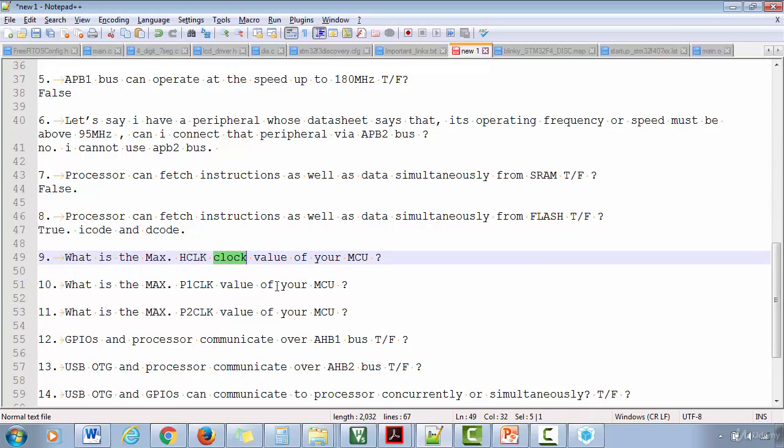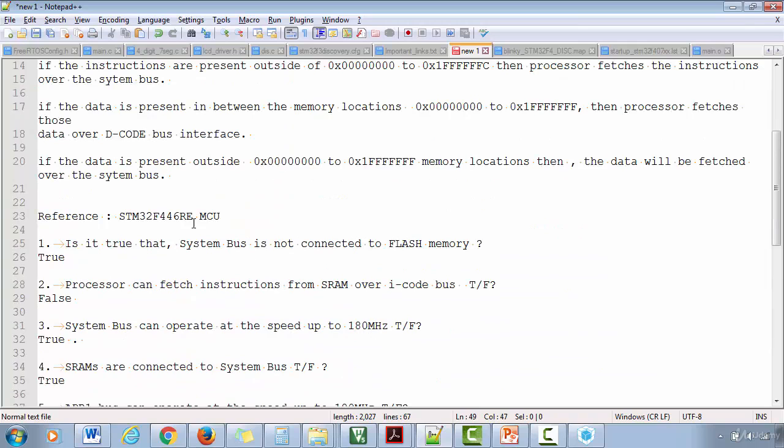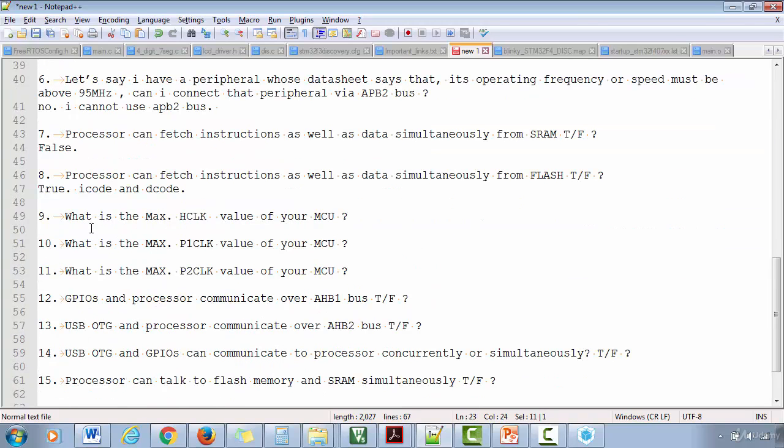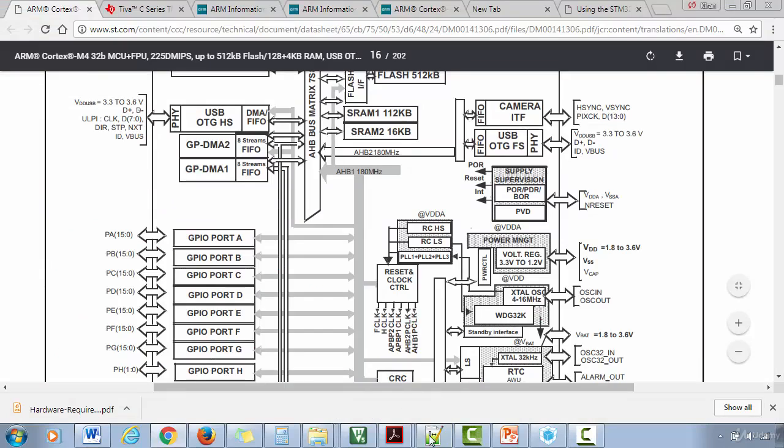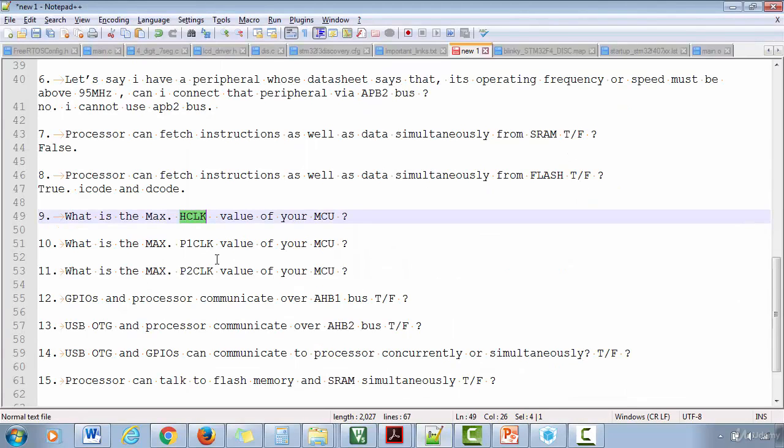Okay, so now this is repeated. What is the maximum HCLK value of your MCU? In this case, I'm considering this MCU. Remember that HCLK is a notation or abbreviation used to describe the clock frequency, or operating clock frequency, of the AHB bus.